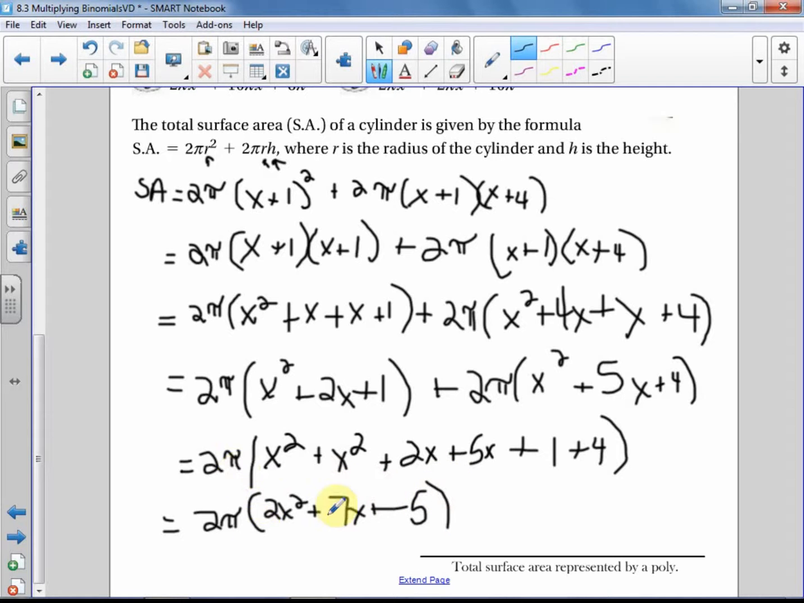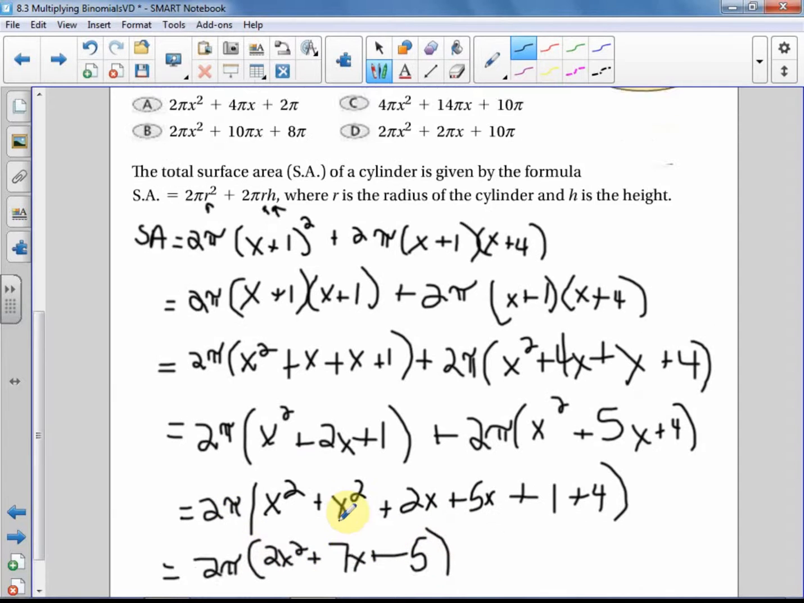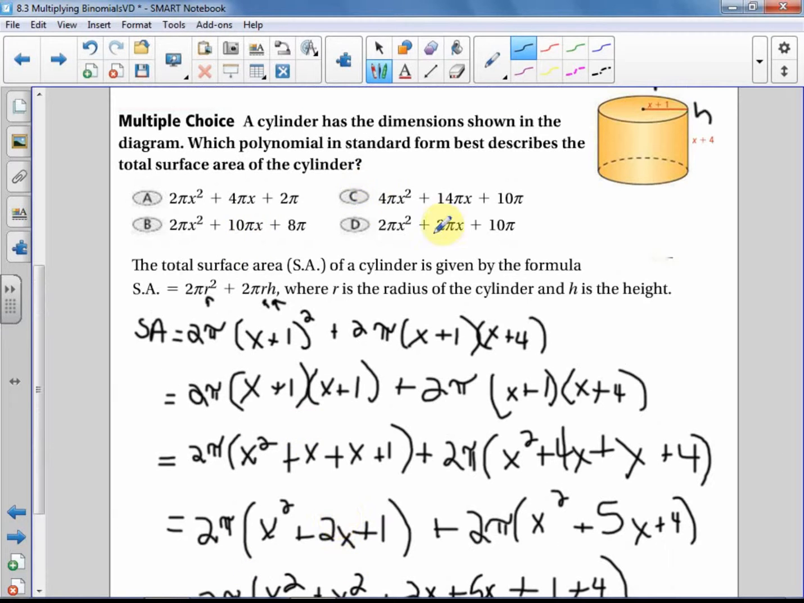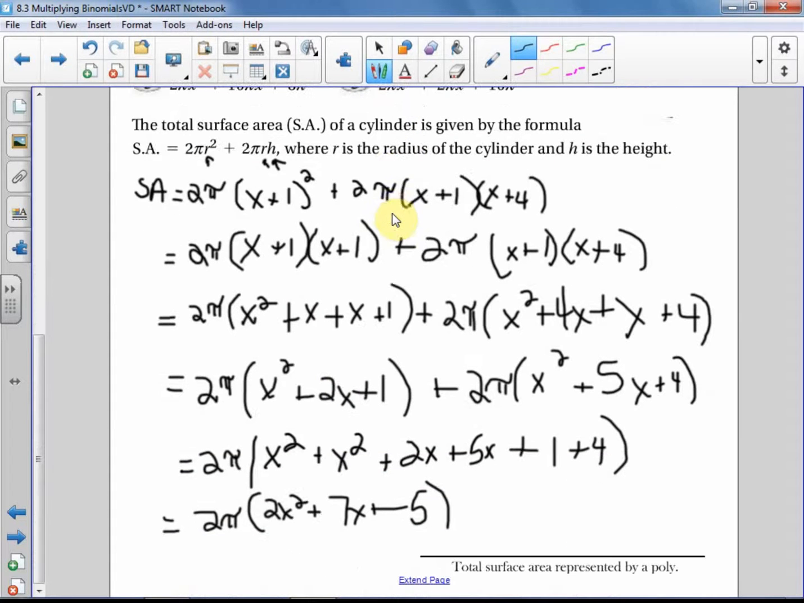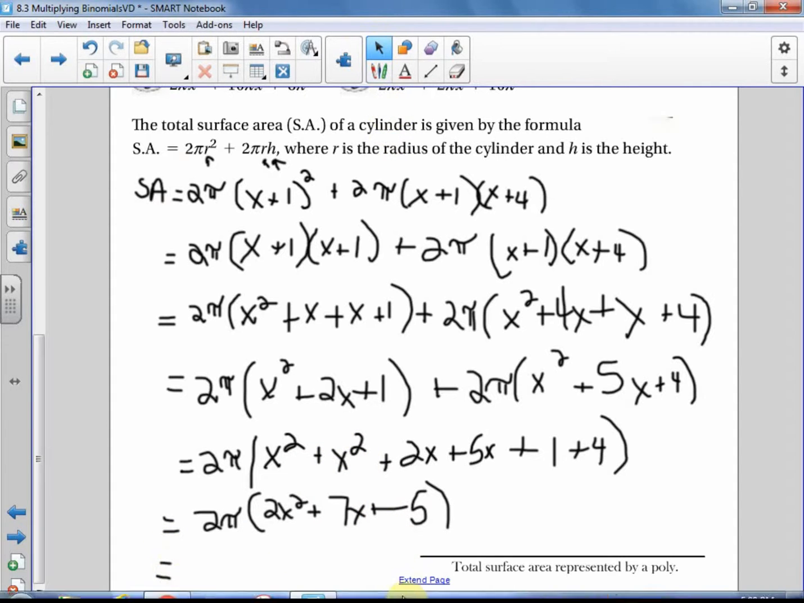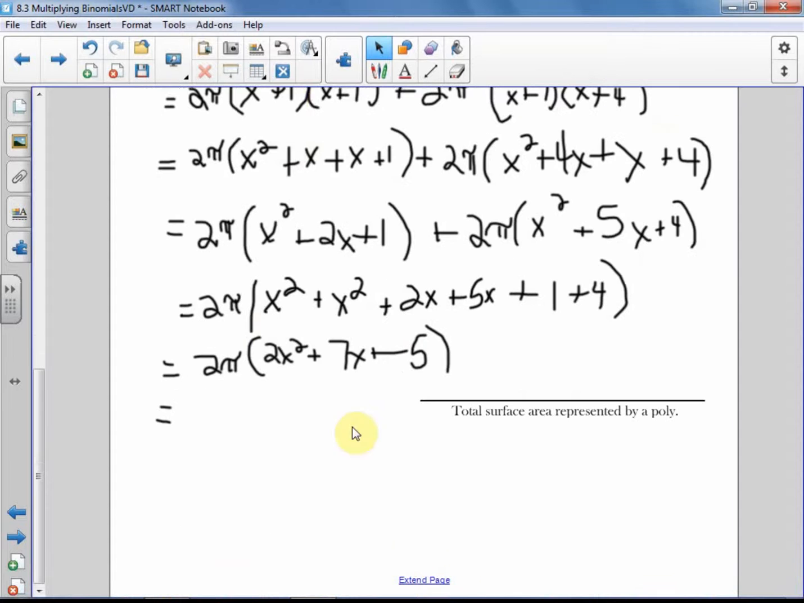So let's go up top and see if we have an answer similar to that. We don't. They want us to distribute that 2 pi. So we have one more step. You guessed it, we're going to distribute that 2 pi to every monomial within this trinomial. So one last step, we can do it. I just want to extend my page.